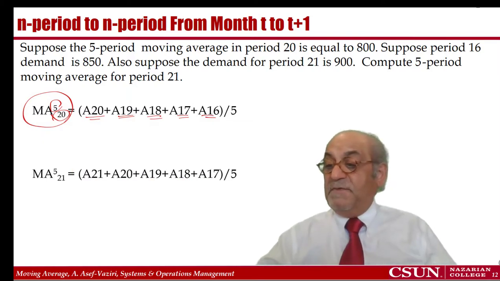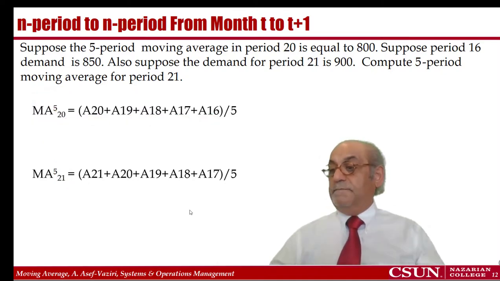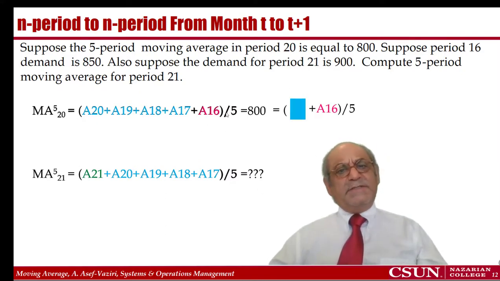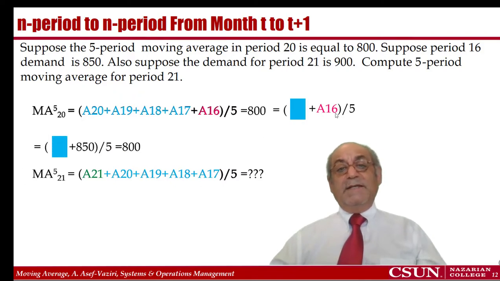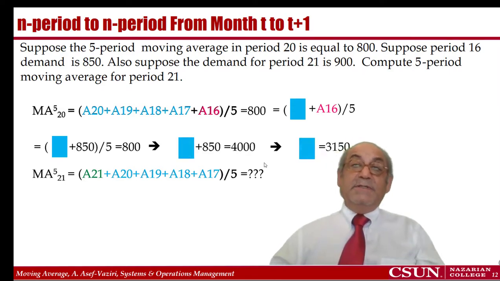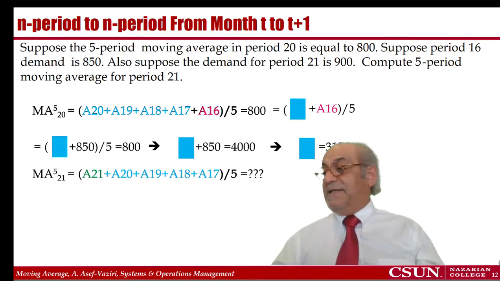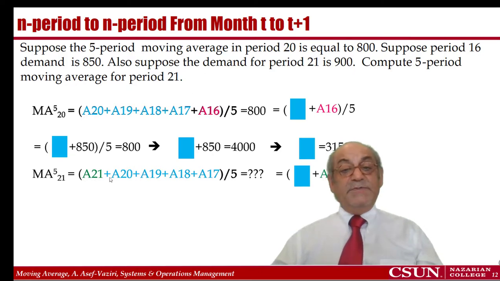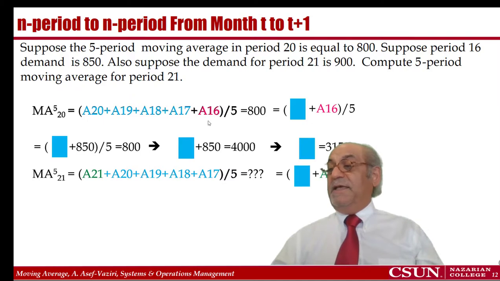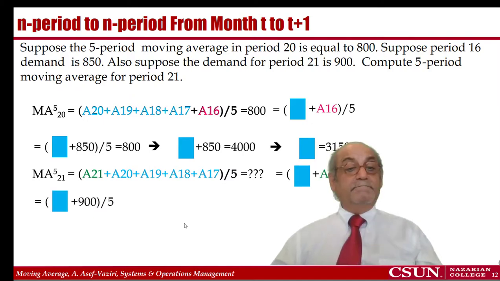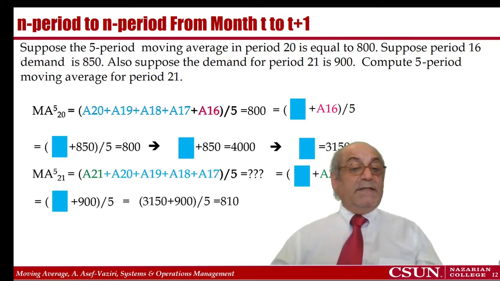And this is the 5-period moving average for period 21. This is 800. This one we don't know. So indeed this is blue plus red divided by 5. Blue and red, we know it is 850 in month 16, plus blue, divided by 5, is equal to 800, and therefore blue is equal to 3150. And now I can take that blue and put it here. Blue is this one, A21 is 900. Blue plus 900 divided by 5, and that we have it, and therefore we compute it is 810.